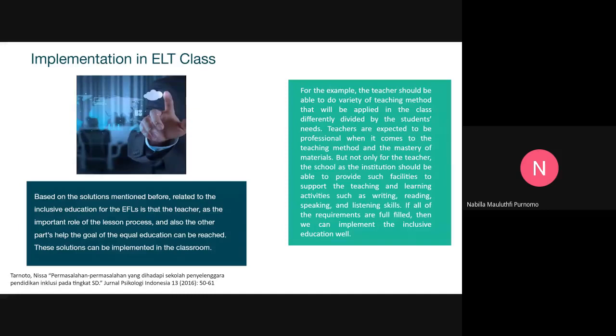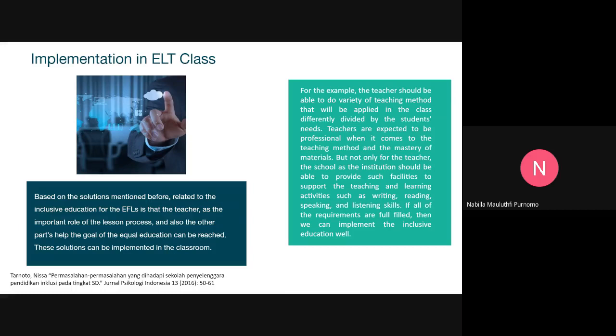Okay, so number 5 is implementation in ELT class. Based on the solutions mentioned before, related to inclusive education for EFL students, the teacher has an important role in the lesson process, and the other parts also help so that the goal of equal education can be reached. These solutions can be implemented in the classroom. For example, the teacher should be able to use a variety of teaching methods that will be applied in the class differently, divided by the students' needs.